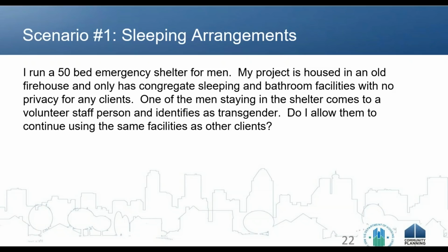Looking at our first scenario, and again, we like to talk in specifics here because we know that's what's most helpful for you. We have lots of projects that are housed in facilities that are not designed to be shelters, like a 50-bed old firehouse that has congregate sleeping and bathroom facilities with no privacy for any client. One of the men staying at the shelter comes to a volunteer staff person and identifies as transgender. Do I allow them to continue using the same facilities as other clients?